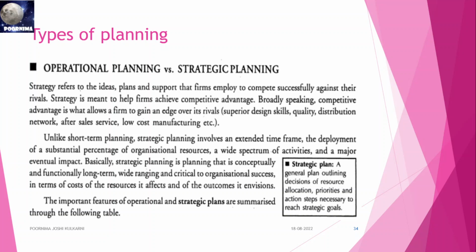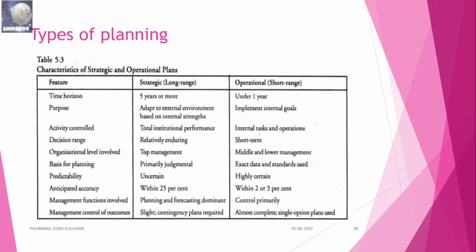Important features of operational and strategic plans are summarized in the following table, the characteristics of strategic and operational plans. It is a comparison. The first feature is time horizon. Strategic is long range, 5 years. Operational is 1 year.